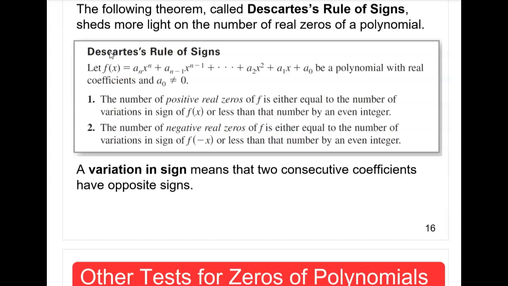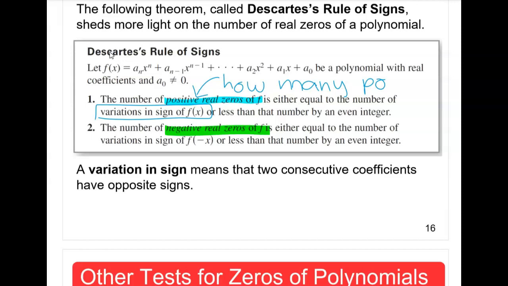find how many, and here we're also talking about possibilities, how many positive real zeros you could have, or how many negative real zeros you could have. So the way we will find this is by counting the variations in sign of the original polynomial, and that will give us an idea of how many possible positive real zeros we could have.